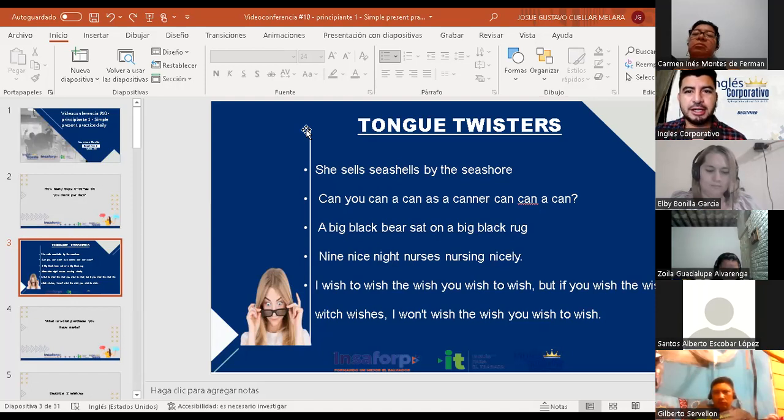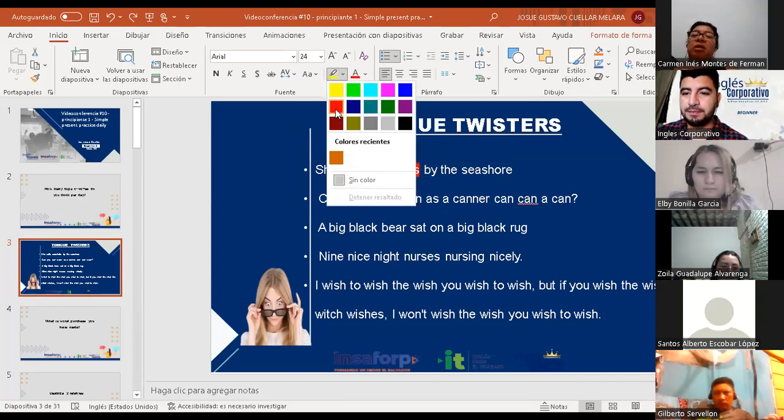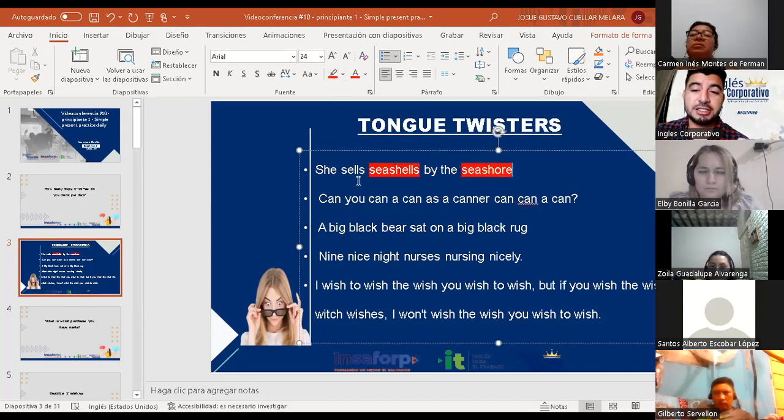It is common that in a tongue twister, there is one or two keywords. Hay dos como palabras clave. And those words are like the most difficult. And maybe those words can get you in troubles. También lo pueden poner en problemas. Okay, so seashells, seashore. Okay, she sells seashells by the seashore. Here we have two difficult words that maybe complicate a little bit the tongue twister.